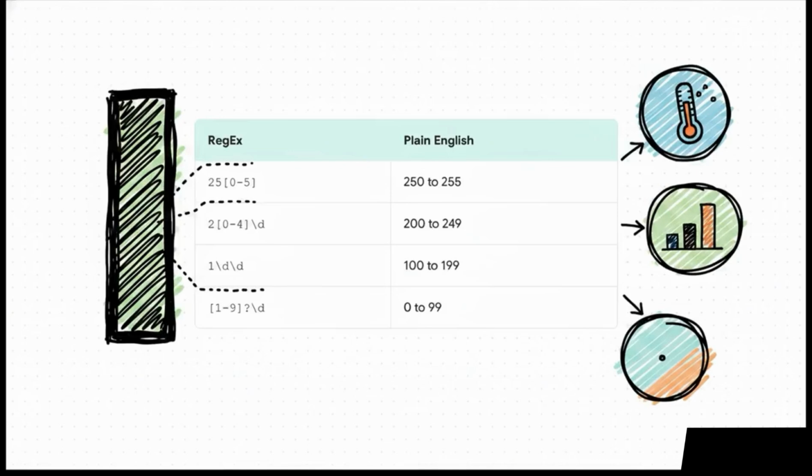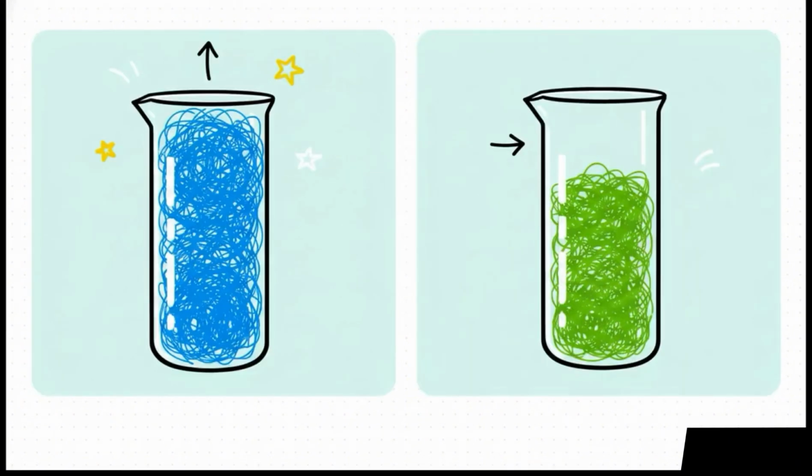Let's look a little closer at exactly how it writes those rules. Let's look at our highest ranges and see how this actually builds. On the left, we want to allow 250 to 255. The code says 2, 5, followed by a 0 through 5 in brackets. That literally translates to find a 2, followed by a 5, followed strictly by a digit between 0 and 5. It mathematically caps out at 255.